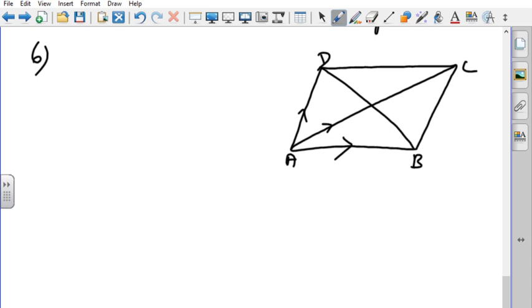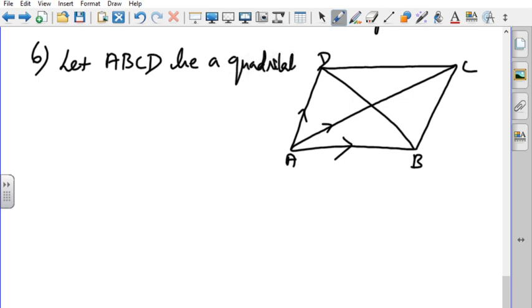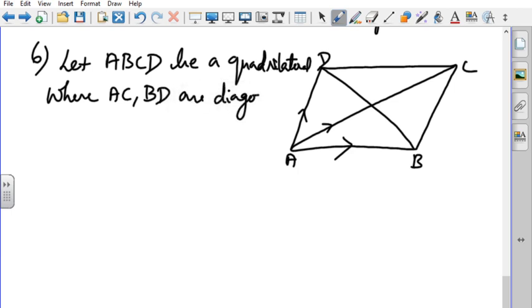Now it is given that the area of the quadrilateral having diagonals is equal to this. So we have to find the area of the quadrilateral. Let ABCD be a quadrilateral where AC and BD are diagonals. Now what do we have to find? We have to find the area of the quadrilateral.